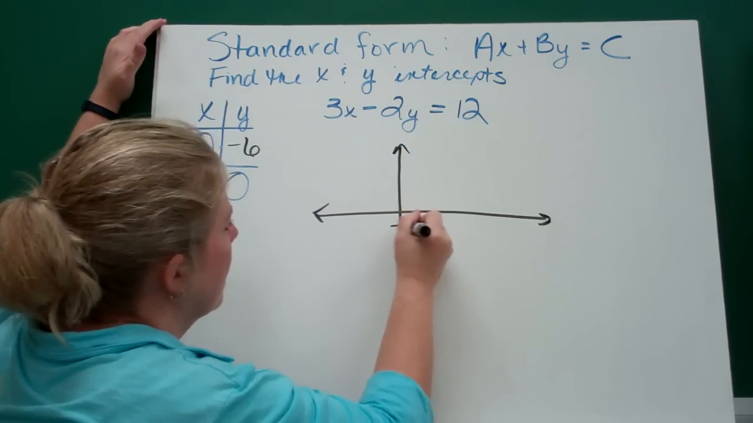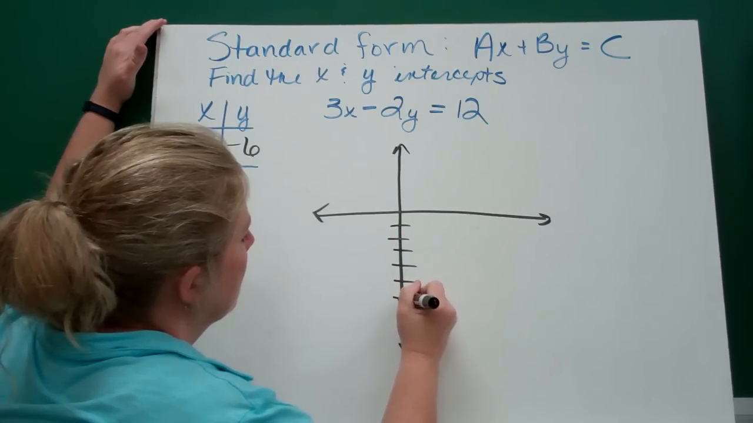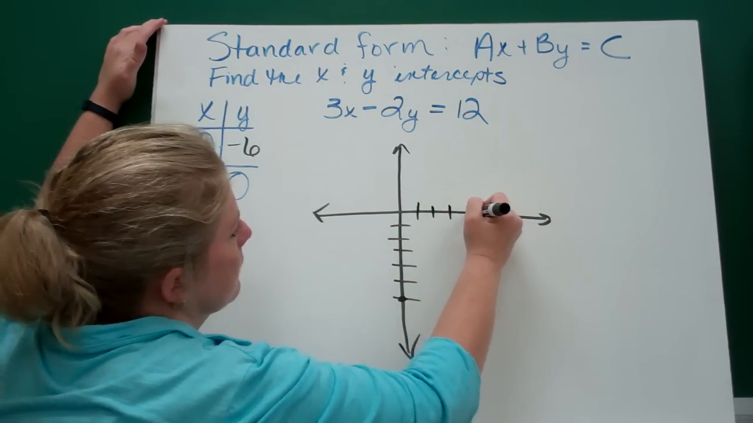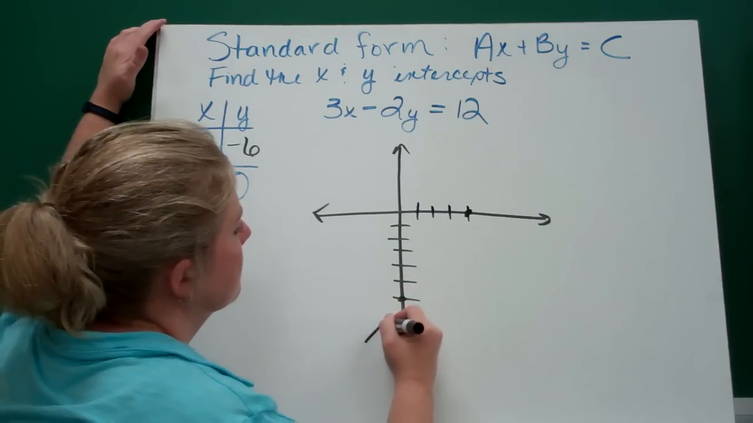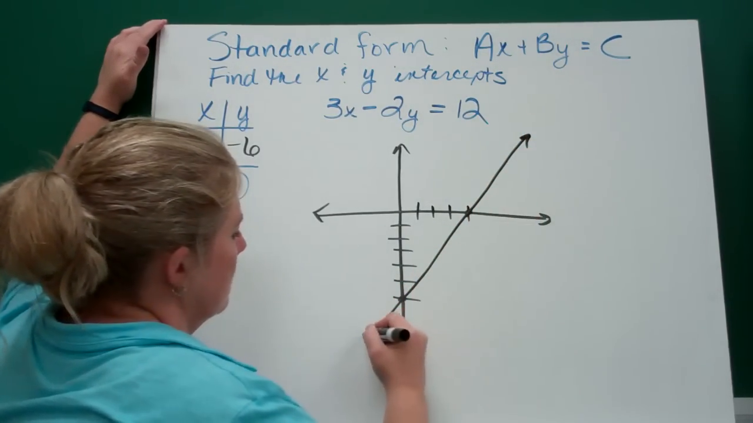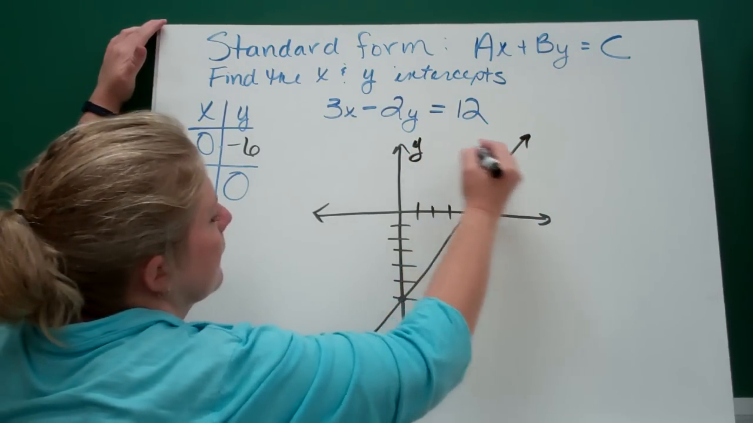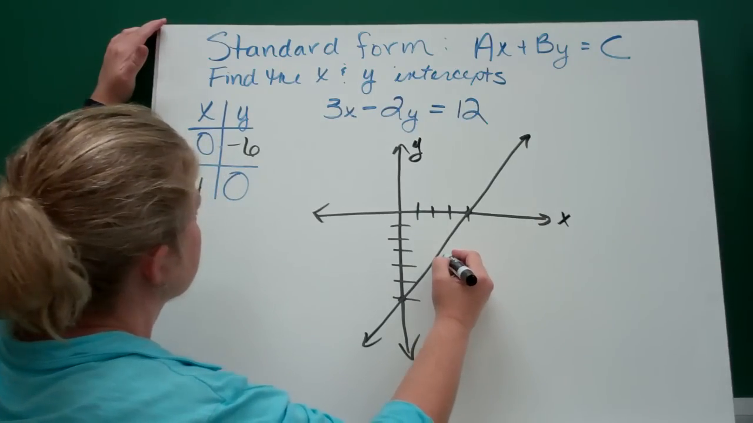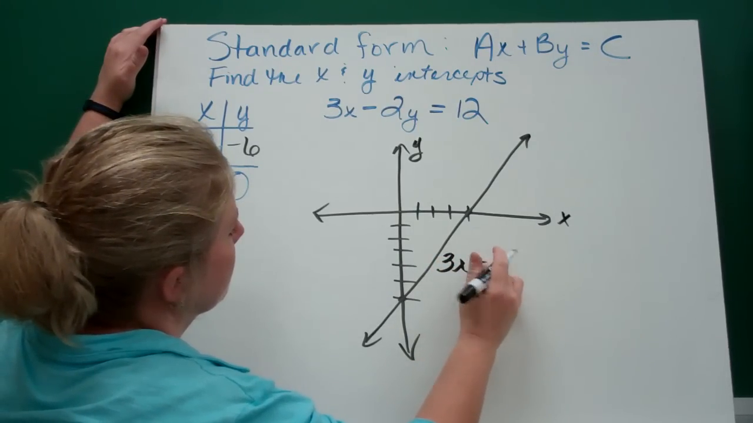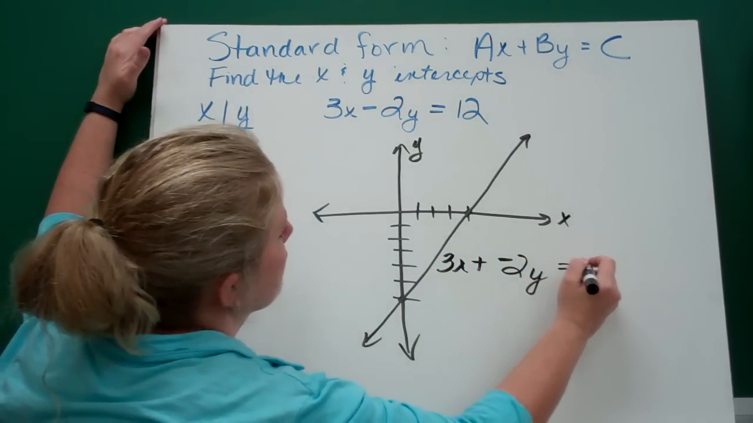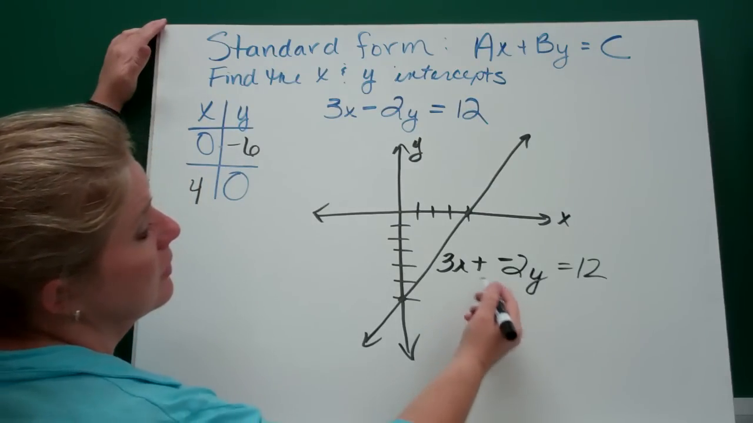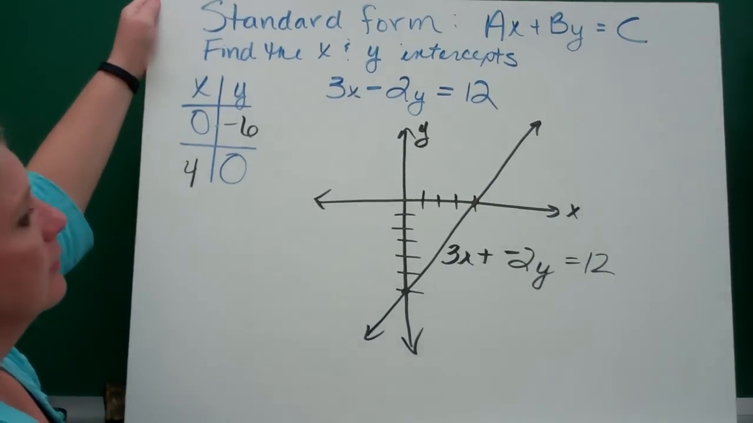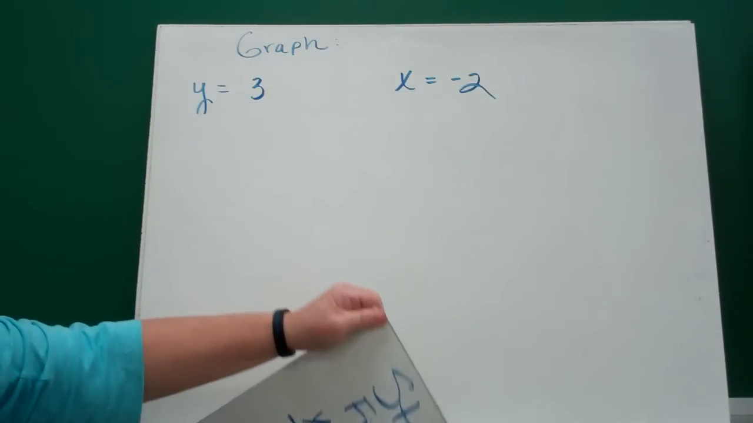Plot them and draw the line between them. There's the y-intercept. There's your x-intercept. Voila. There is the line. 3x plus negative 2y equals 12, using the definition of subtraction there. Nice, right? All right.